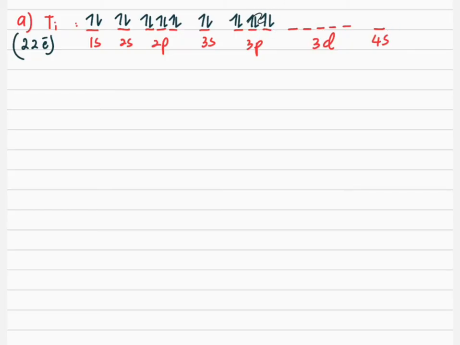Tadi kita dah isi 18 kan? 19, 20. Okay, so jangan isi 19, 20 salah. So 18, 19, 20, 21, 22. Okay, so apart from this, actually, you also can write like this.